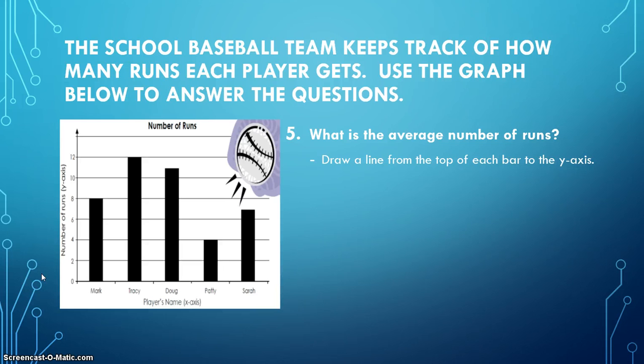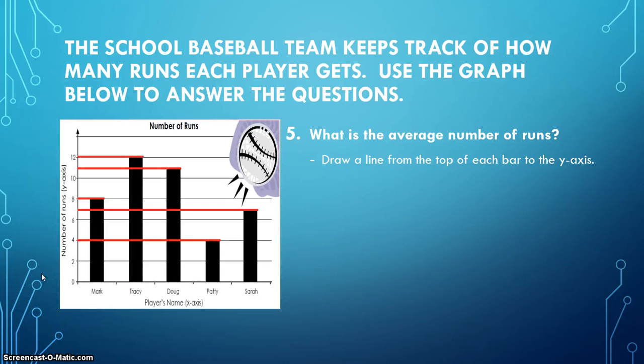Alright, so if we go ahead, first things first, we need to figure out what each and every value is in this set. So we're going to draw lines from the top of the bars over to the y-axis so we can figure out the values that we have in this set. So we draw, and we see that from the bottom up, Patty is 4, so our first number is 4.